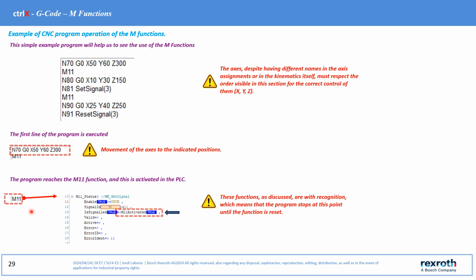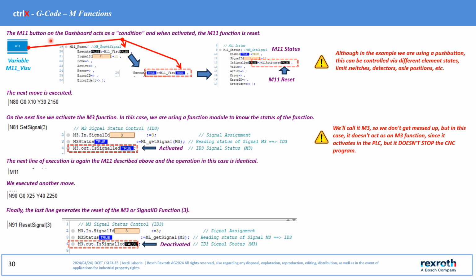We can see the status of M11 with the signal ID with the identifier 11 and the current status indicating that it is active. As we have mentioned, this signal will remain active until it is reset. Otherwise, the program will continue to stop. In the example, the M11 button triggers the reset, as we can see, and resets the signal so that the program can continue. The next move is executed.